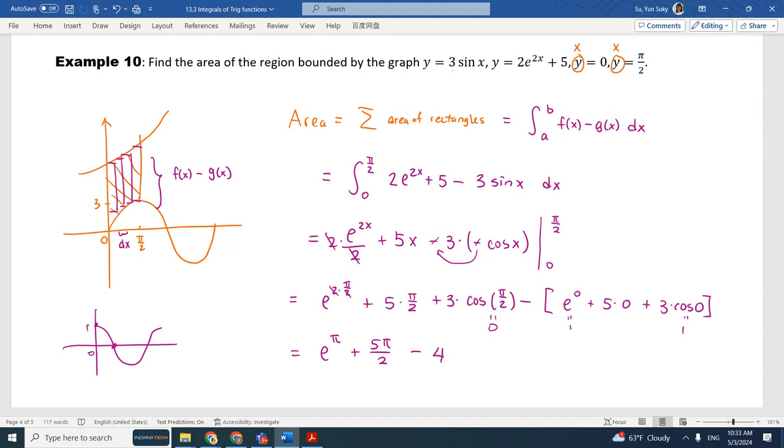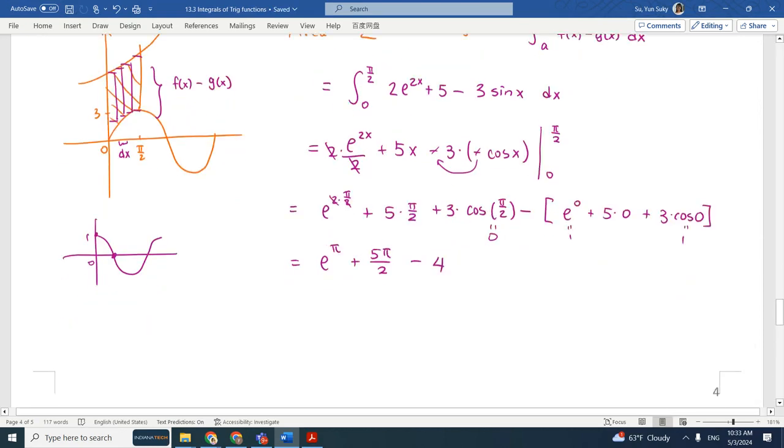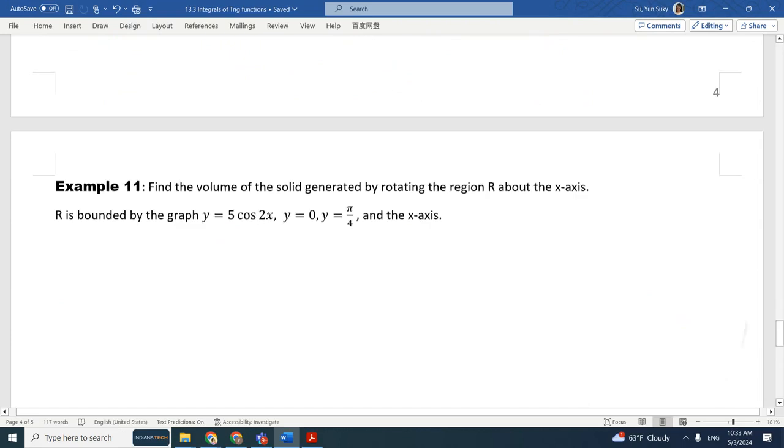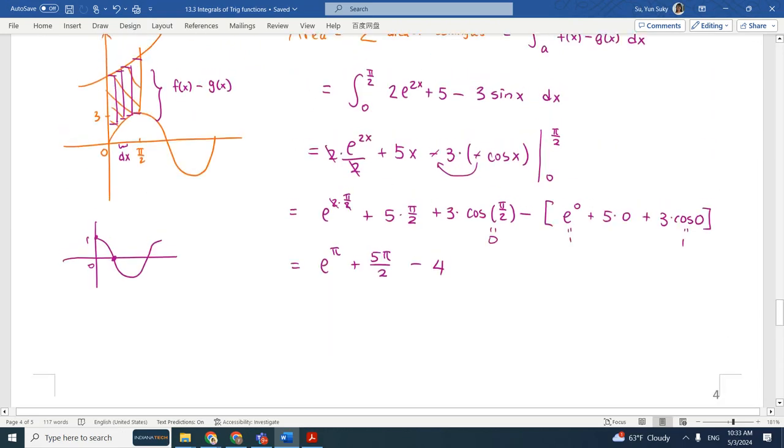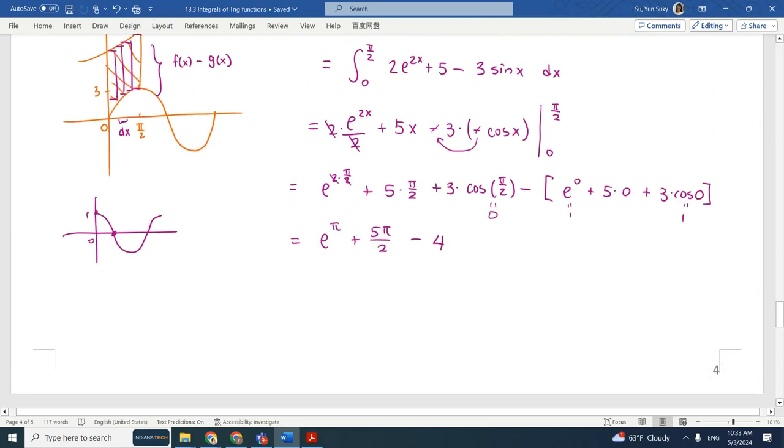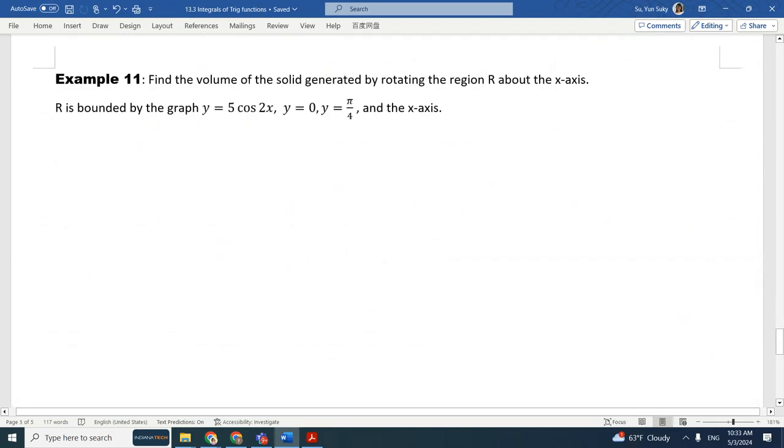All right, so this is about area of a region. When you read a problem in the exam, read it slowly. Is it area or is it volume? By the way, everybody finished this problem? Okay, last problem. Find the volume of the solids generated by rotating the region R about the x-axis.